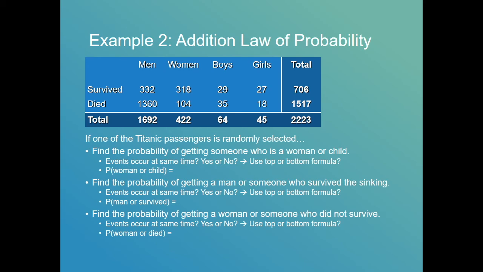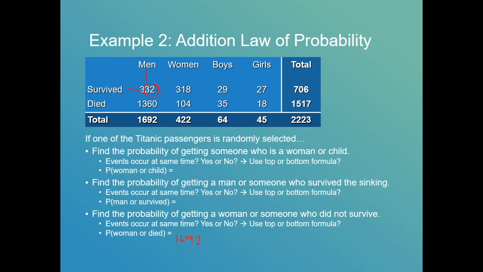So let me try and draw on here. So if we look down men and survival, we get to this first part with 332. So that would be the number of men divided by 2223 that we would want to use. So let me write this example out a little.